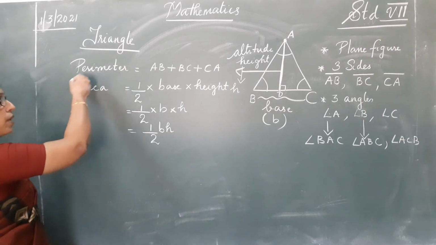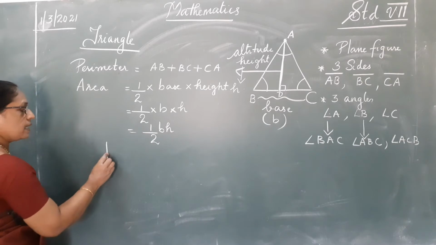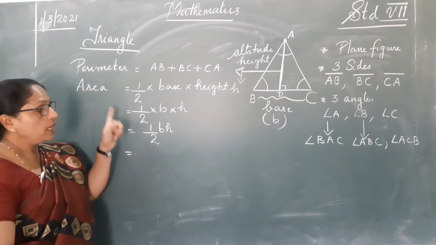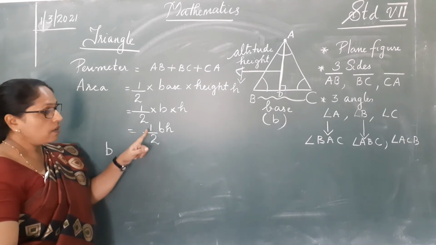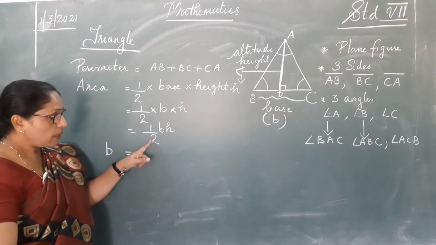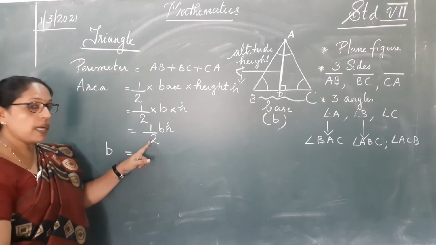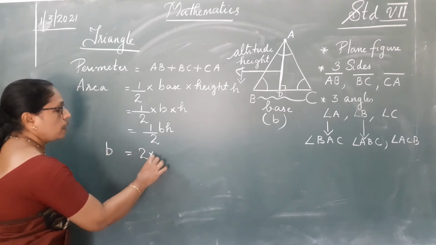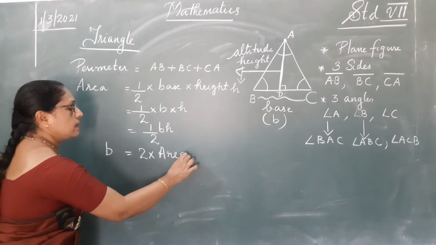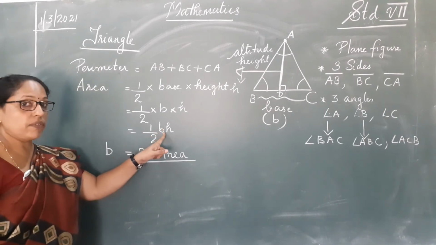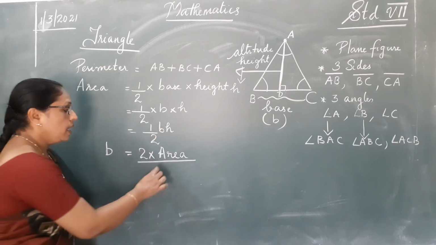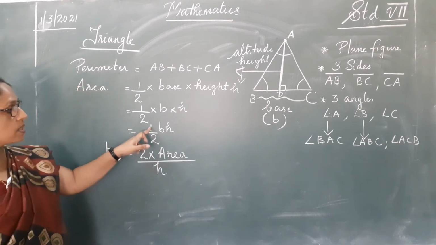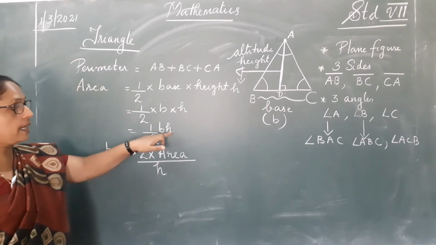Now, from area, how can we find base? That is another question. Here we have half, and half means 1 by 2, right? So 1 by 2 is division. When division form comes, what we will do? We have to multiply this 2 with area. So 2 into area, divided by H, because we are finding the base. So base equals 2 into area divided by H, because half is division, so multiply 2 and divide by H.